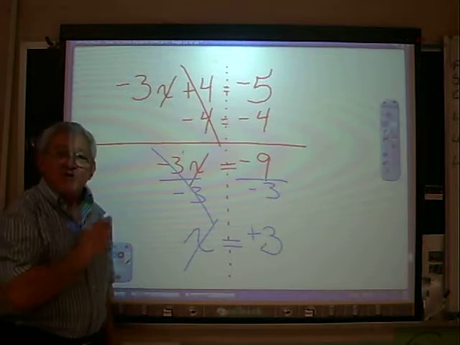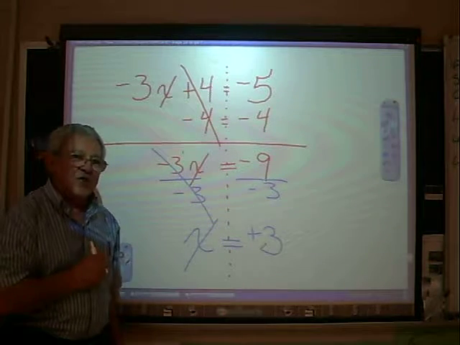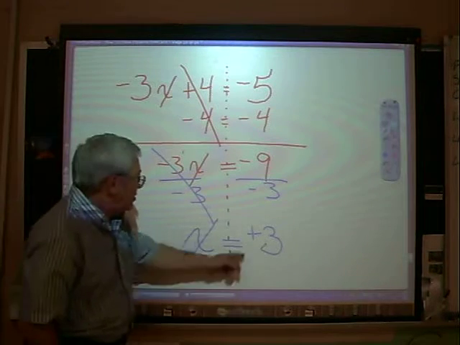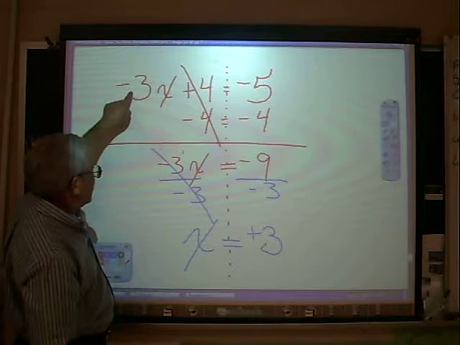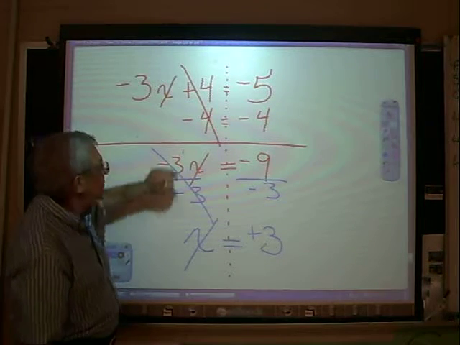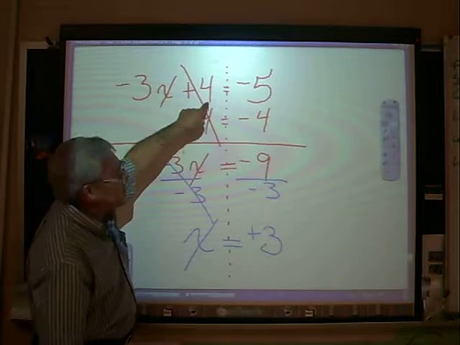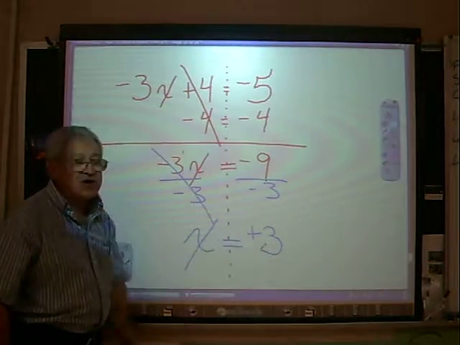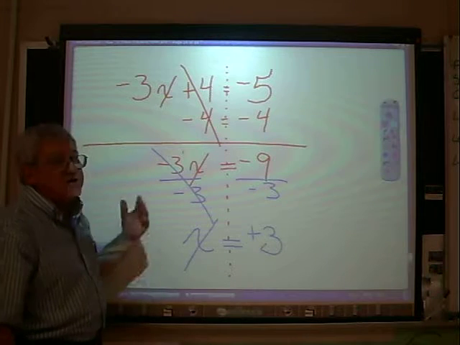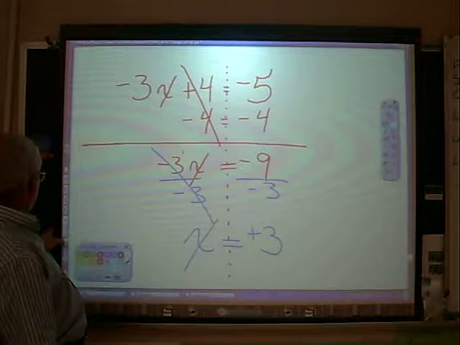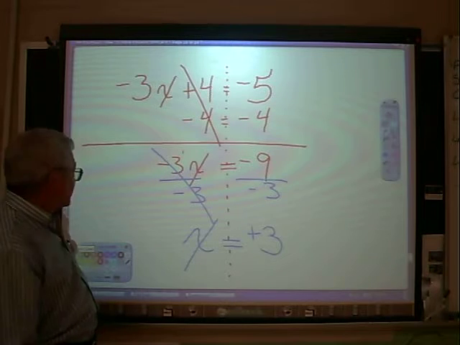Now, maybe we should check our work, just in case, because we've got a bunch of negative numbers running around. We'll see if we lost any along the way. If x is 3, negative 3 times 3 is negative 9. Negative 9 plus 4 is negative 5. So this is indeed the correct solution to a typical two-step equation. So now you know how to solve equations.